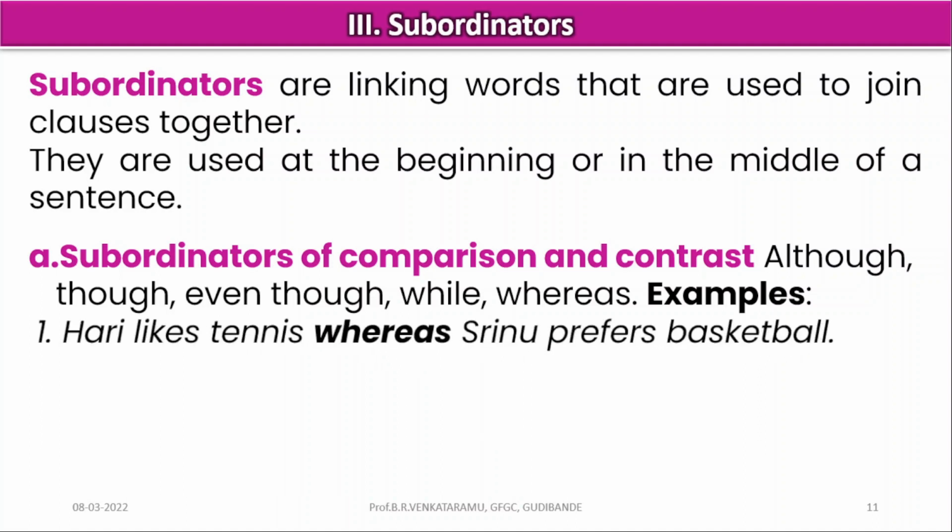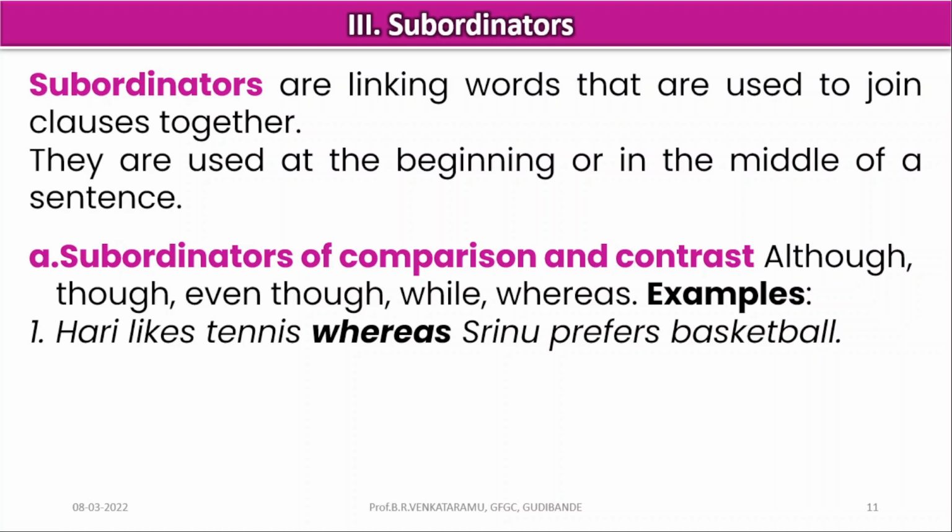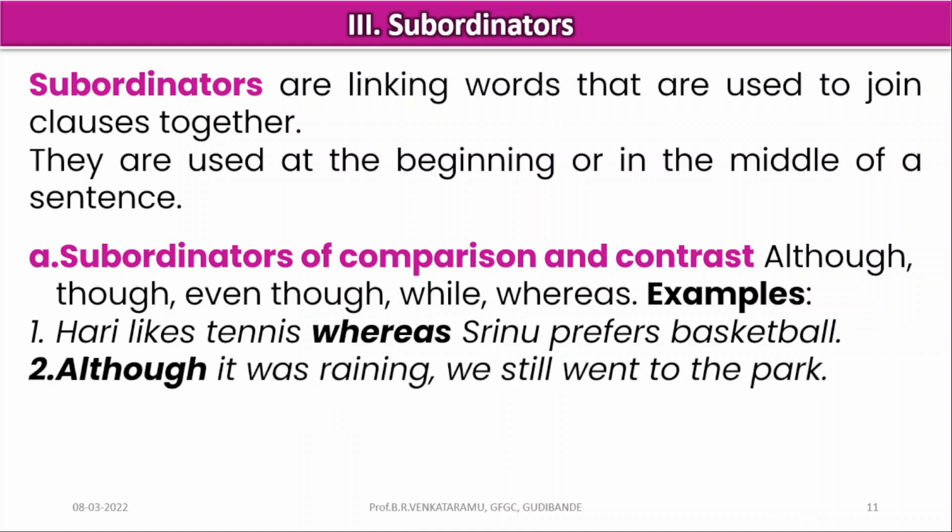We can see some examples here. Hari likes tennis, whereas Srinu prefers basketball. In this sentence, whereas is the linker that is said to be a linker of comparison and contrast. In the second example, although it was raining, we still went to the park. In this sentence, although is a linker of comparison and contrast. The first part of the sentence is, it was raining. The second part is, we still went to the park. These two parts have been compared and contrasted by the use of the word although.